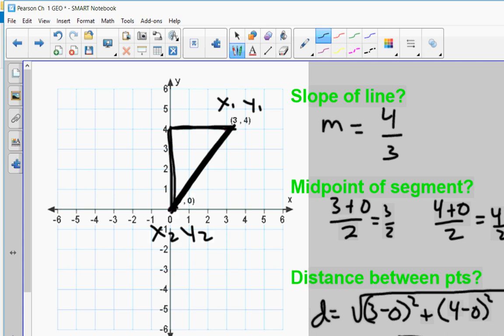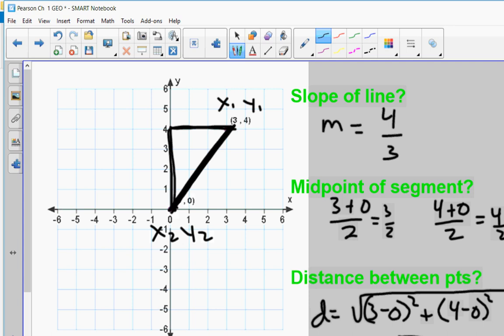Okay, so there's the math on the midpoint. I got 3 over 2 and 2. I took the 3 over 2 and I could change it to 1.5 if I wanted to. Okay, for the distance formula, I got 9 plus 16 is the square root of 25. And 25 is a perfect square, so I get 5.